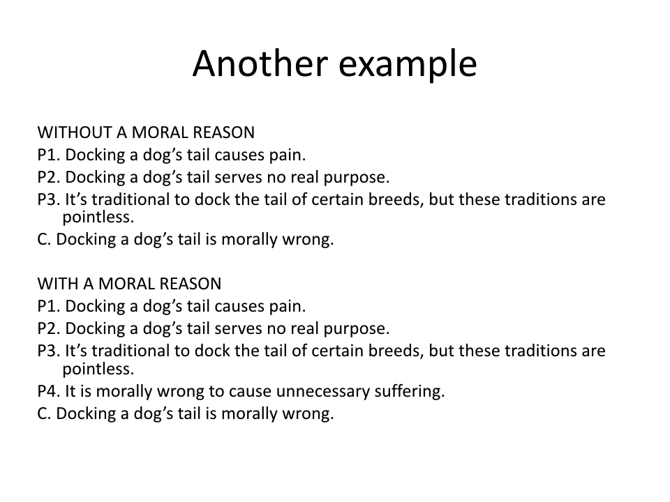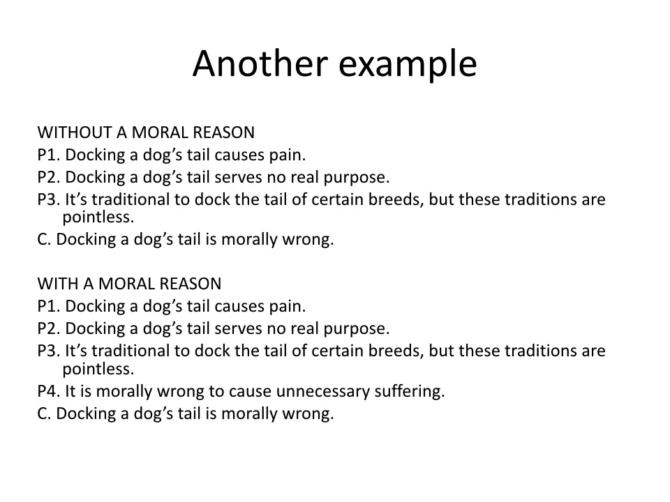Let's look at the second version. So again, premise 1, docking a dog's tail causes pain. Docking a dog's tail serves no real purpose. The premises are about pain, about unnecessary pain. That's what's going on here in these premises. Premise 3, it's traditional to dock the tails of certain breeds, but these traditions are pointless. So again, premise 3 is saying this practice is unnecessary, right?